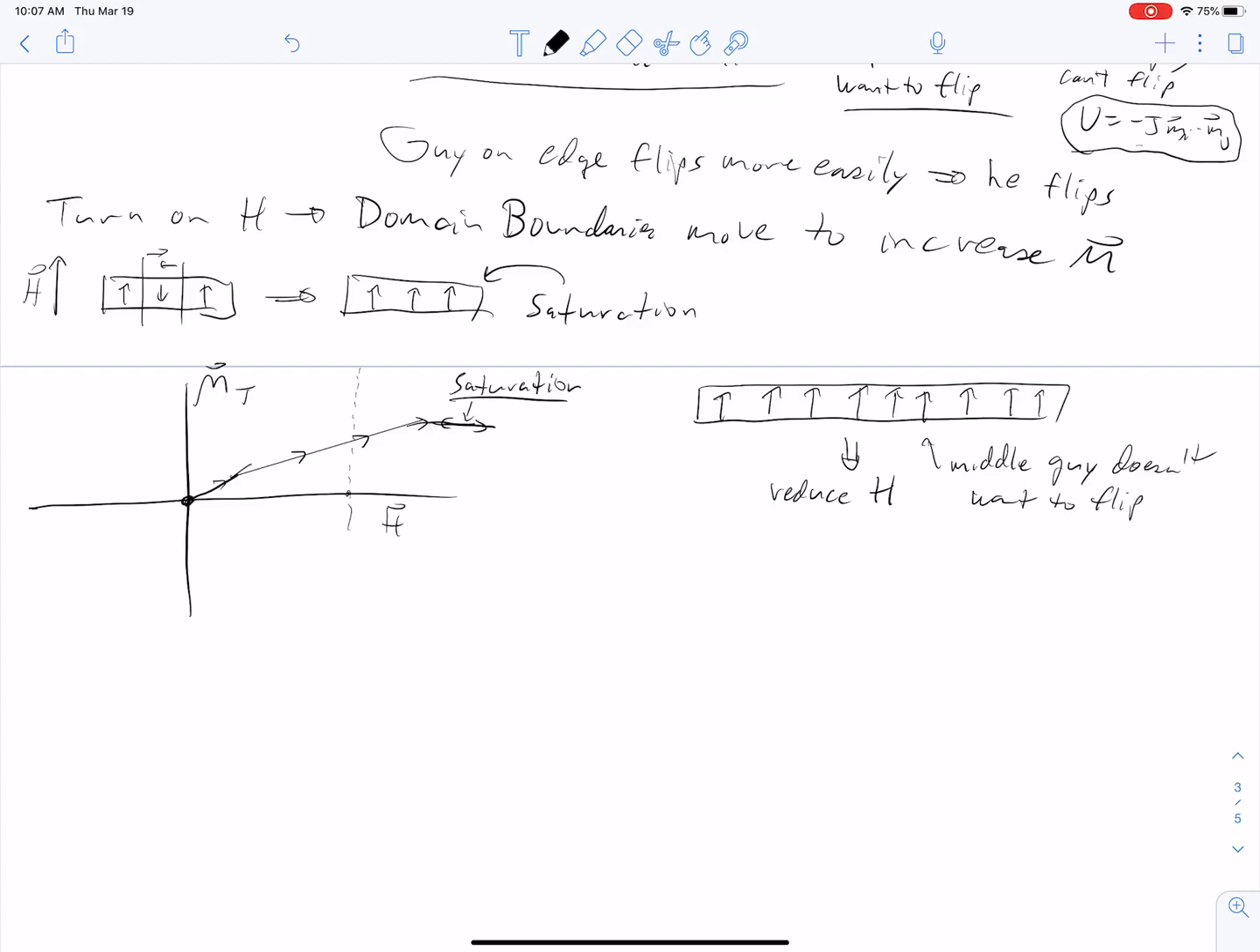And so that means that as I reduce the H, it's just going to sit there. The magnetic moment, the magnet will just sit there, and it won't do anything. It'll just stay saturated.